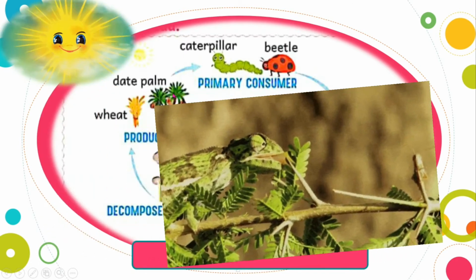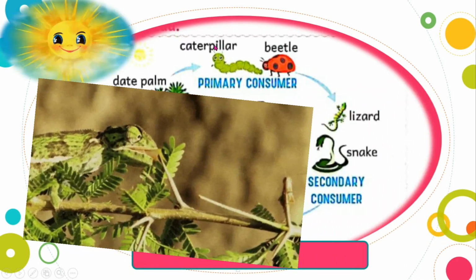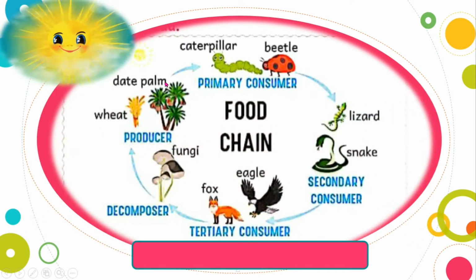So the primary consumers eat plants. What about the secondary consumer? The secondary consumer اللي هم المستهلكون الثانويون eat small animals and insects.